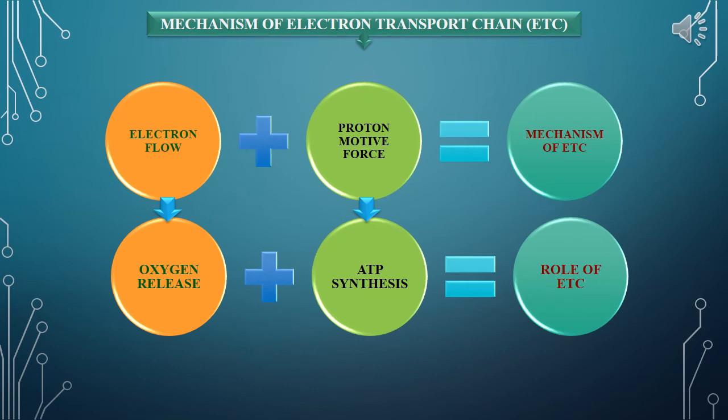The actual mechanism of ETC involves electron flow and proton motive force. Electron flow through the ETC causes oxygen release and proton motive force causes ATP synthesis. Oxygen release and ATP synthesis are the role of ETC. Electron flow and proton motive force are the mechanism of ETC.